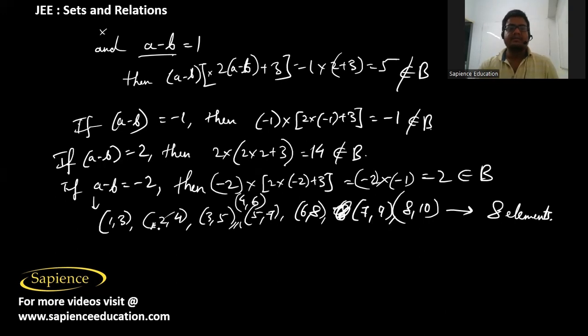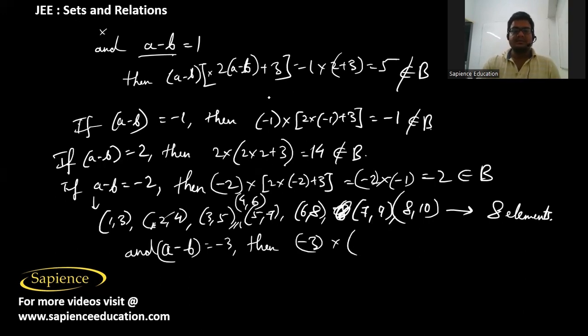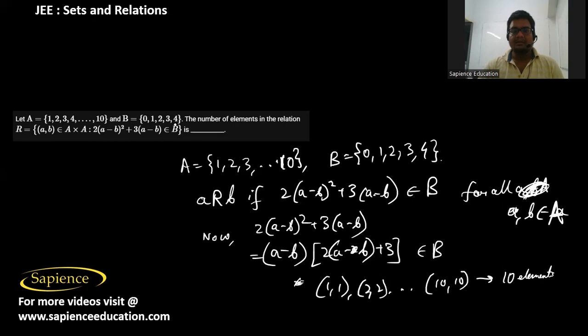and then if we take A minus B as, let's say, minus 3, then the value of A minus B, that is minus 3 into minus 3 plus 3, that is minus 6 plus 3, that is equal to minus 3. So minus 3 into minus 3, that is 9, which does not belong to the set B. So it means that till here only we have to check. Since if we take some higher values of A minus B, then it will be outside the range from 0 to 4.